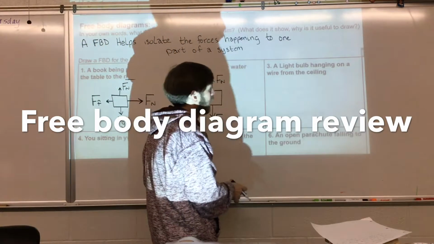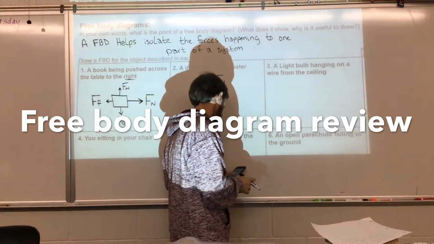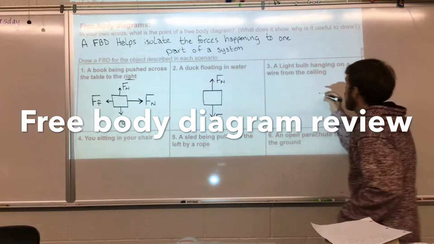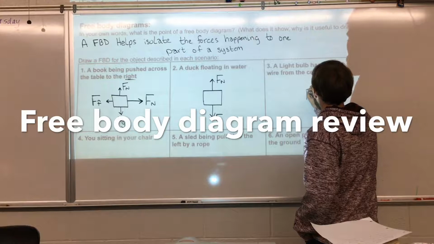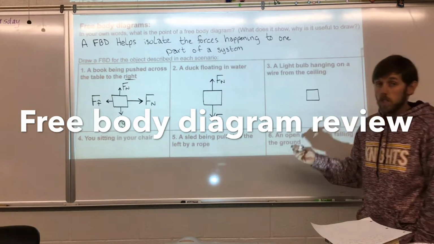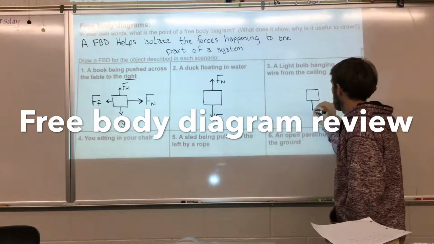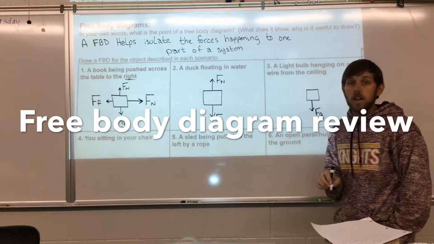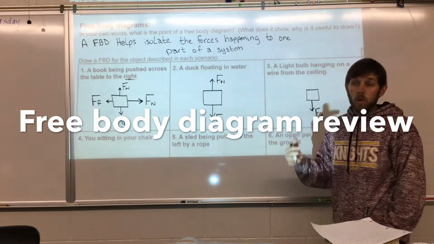All right, next up, a light bulb hanging from a wire on a ceiling. This one I'm going to move up to the side so not in the light. So first thing I want to do is draw our light bulb. There we go. Once again, it's on Earth. So we're going to put gravity in. But it's not falling down. What is it holding up?